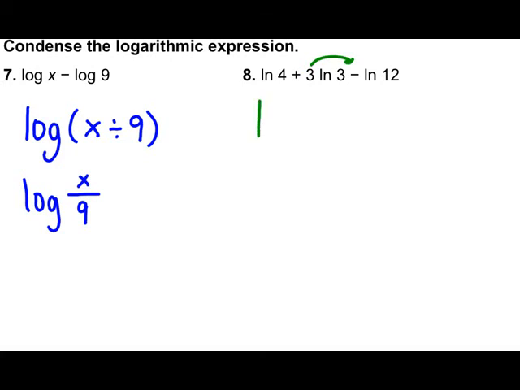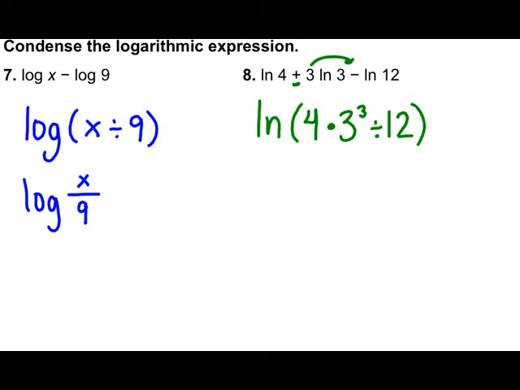Okay, write your natural log or log exactly once. Put your parentheses in. First number is a 4. Addition becomes multiplication. We have 3 to the third. Subtraction becomes division, and I see a 12.